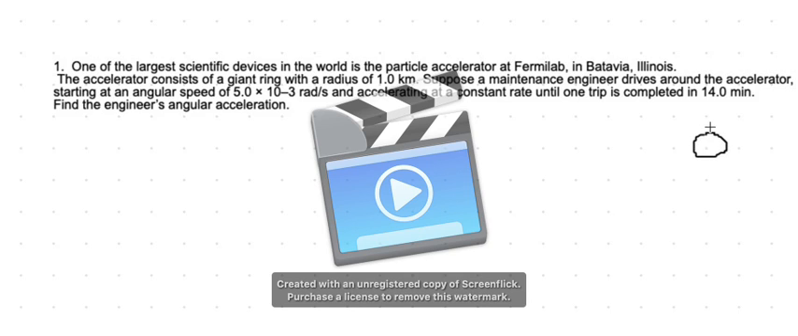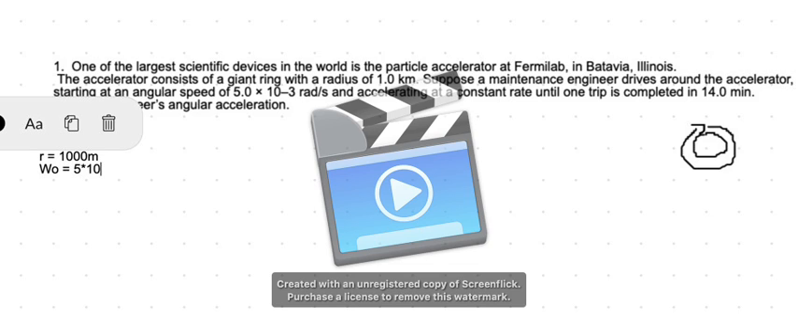Okay, so again, we've got a circular machine and we've got a man traveling around the machine and he completes one full trip. So what are the variables we know about this trip? We know that the radius of the machine is 1 kilometer, which is equal to 1,000 meters. We know that he starts with an angular speed of 5 times 10 to the power of negative 3 radians per second, which essentially is his initial speed. So we call that W at time 0, or W0.